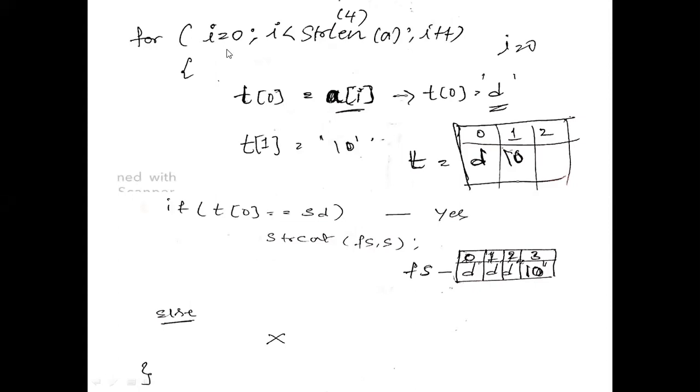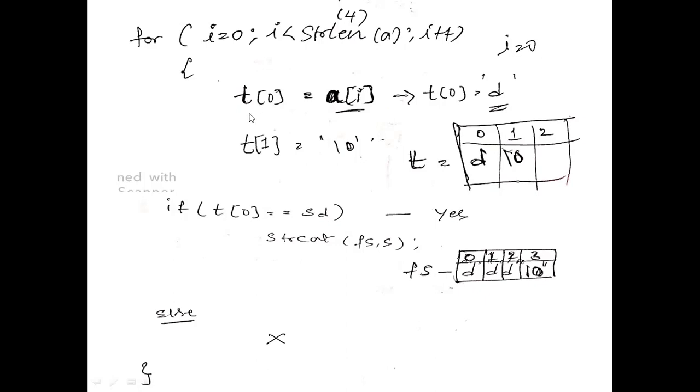We have i equal to 0, i less than string length of a. The string length of a, the characters that I have read into the variable a, is 4 characters. Okay, dbit, that's what we have entered. So the total length of that array in this case is 4, and we are using i++. At the initial point, the variable i is initialized to 0.